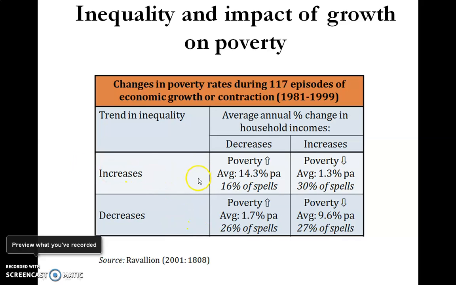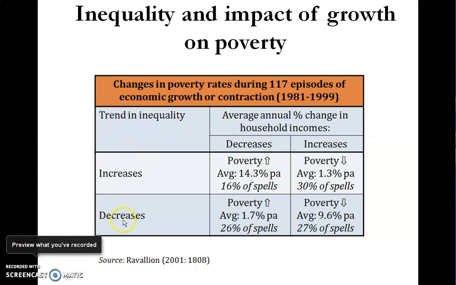Let's look at what happened when there was a percentage change that increased household incomes. As expected, poverty was reduced, but by a far higher average per annum in a context of decreasing inequality than increasing inequality. Here it was a 9.6% per annum reduction in poverty, compared to only a 1.3% reduction when inequality was increasing. And the percentage of spells is roughly the same.